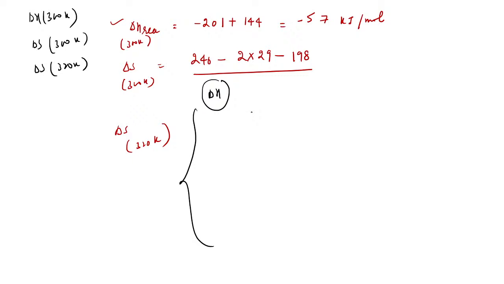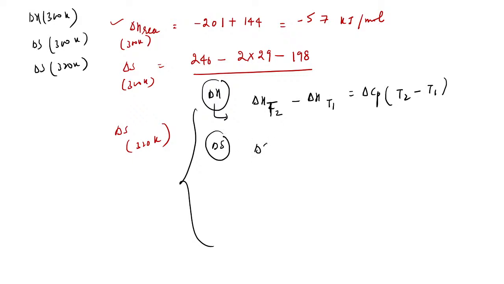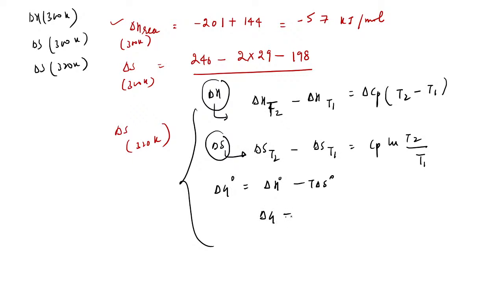So this is basically from the Gibbs equation. You can use delta H at T2 minus delta H at T1 equals delta Cp times (T2 minus T1). Whenever you have to find delta S, delta S at T2 minus delta S at T1 equals delta Cp ln(T2/T1). So this is the equation for delta H and this is for delta S. And if you want to calculate delta G, it is delta H minus T delta S, and with this equation you can calculate delta G.